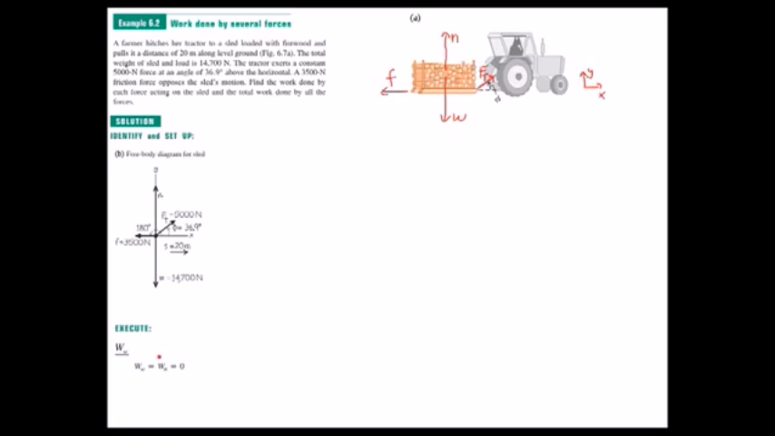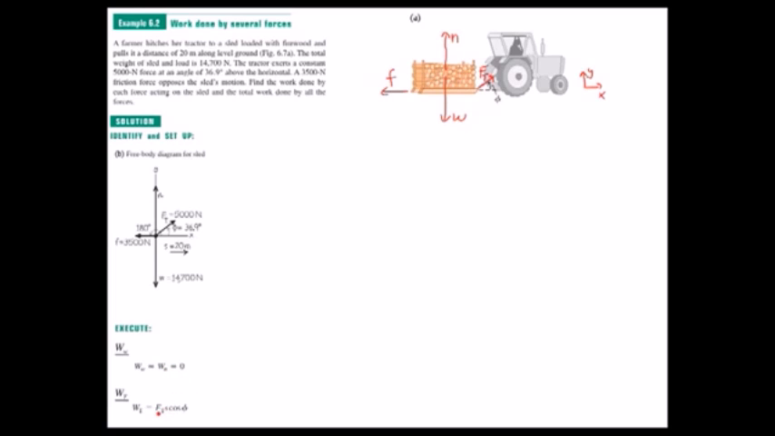And we notice just by inspection that the work done by the weight and the work done by the normal force has to be zero because the tractor never moves in the y direction. These two forces are always at a right angle to the motion of the tractor. The tension force, however, will give rise to work.